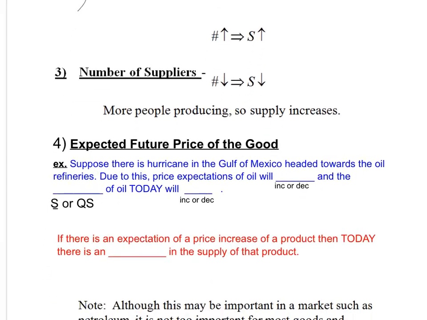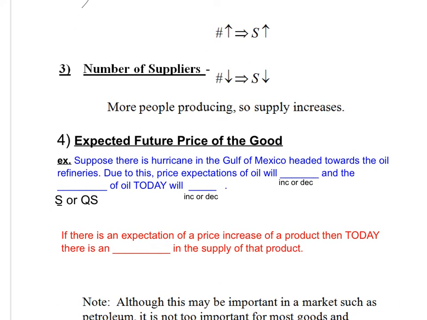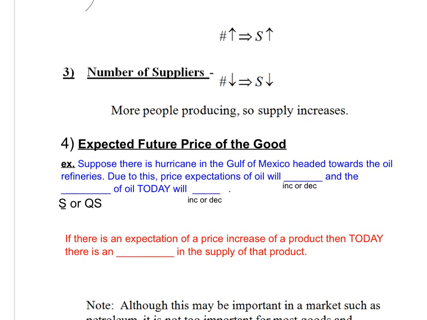Back when we did demand, we had the number of demanders. If there are more demanders, demand increases. Here we have the number of suppliers. If there are more suppliers, then supply increases. If there are fewer suppliers, then supply decreases.